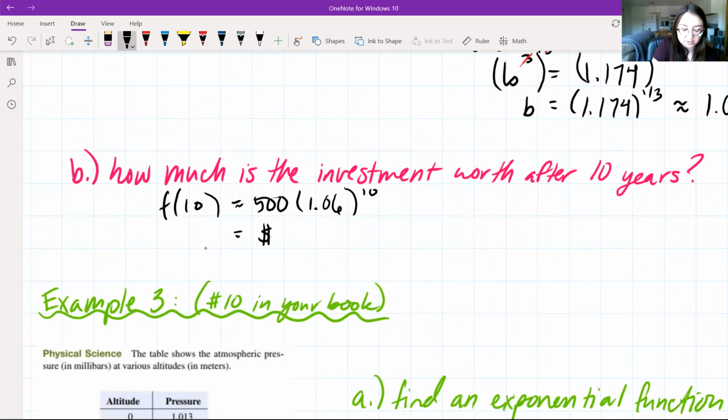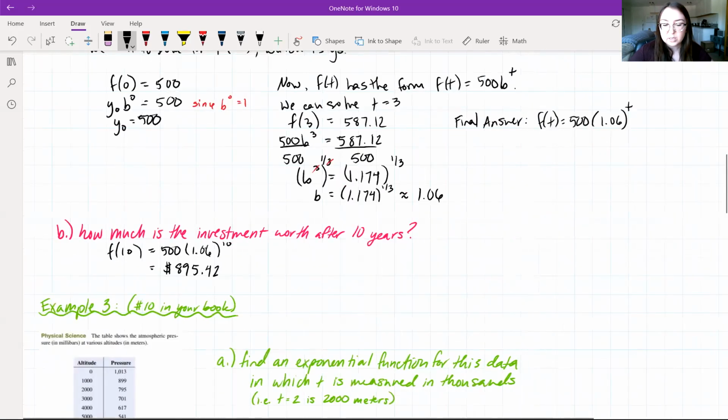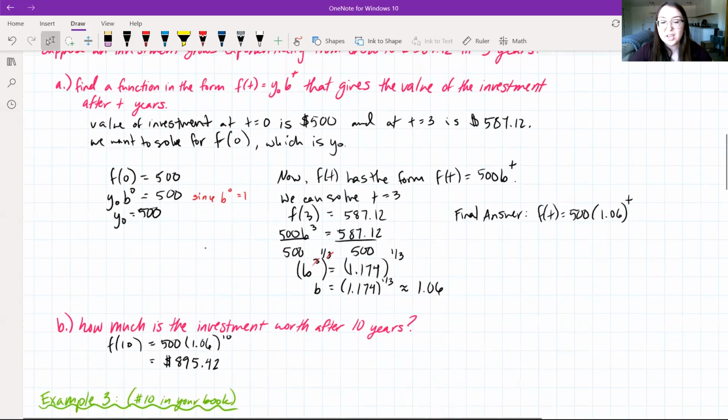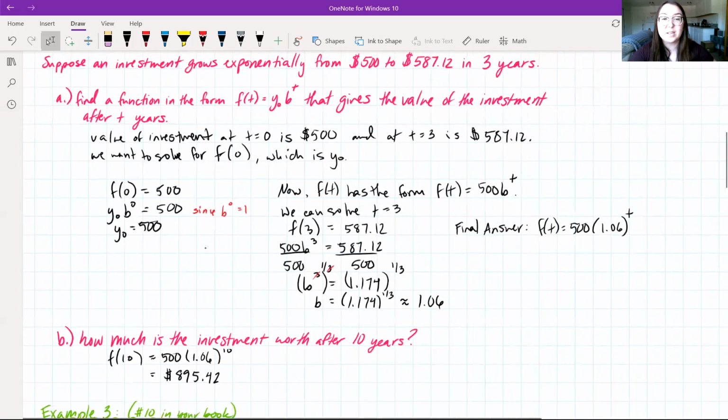And if you did, you should have gotten $895.42. So we know that after 10 years, our investment will be worth $895.42. So that's how we would go about creating one of these equations from a very minimal amount of information.